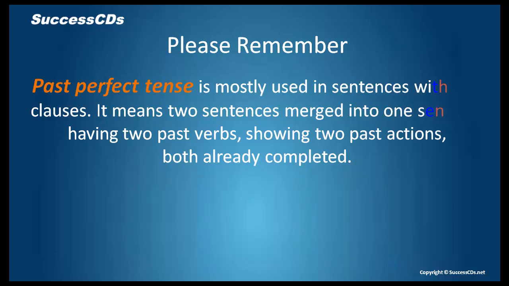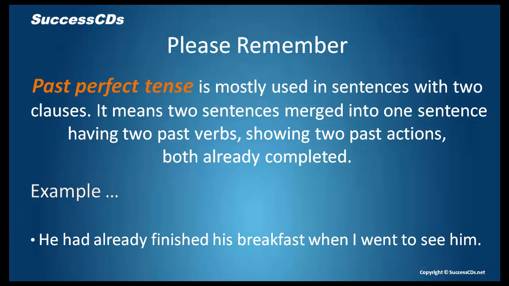Please remember, past perfect tense is mostly used in sentences with two clauses. It means two sentences merged into one sentence, having two past verbs showing two past actions, both already completed. So a sentence becomes a clause when it becomes a part of a sentence. Example, he had already finished his breakfast when I went to see him.